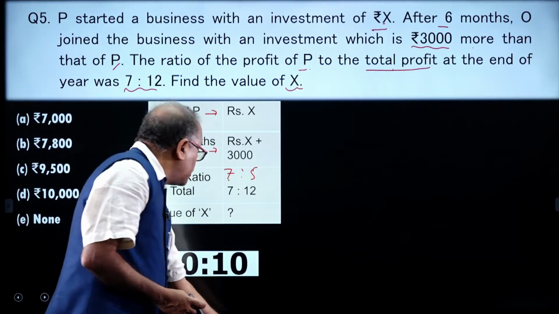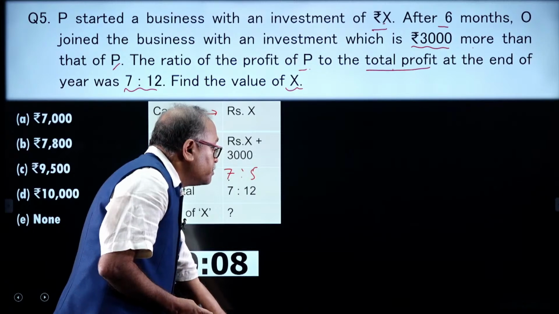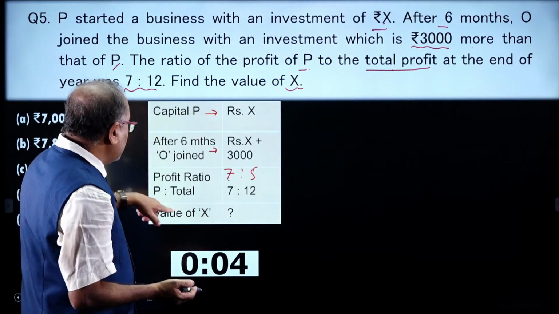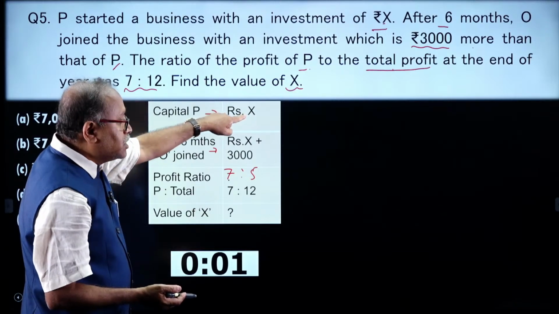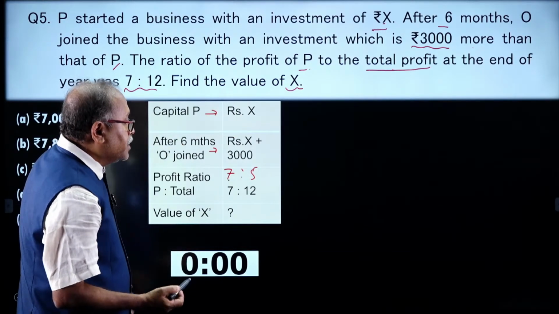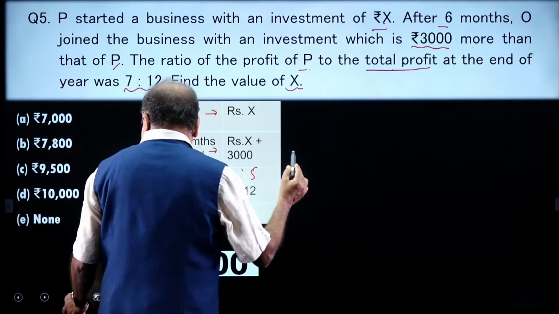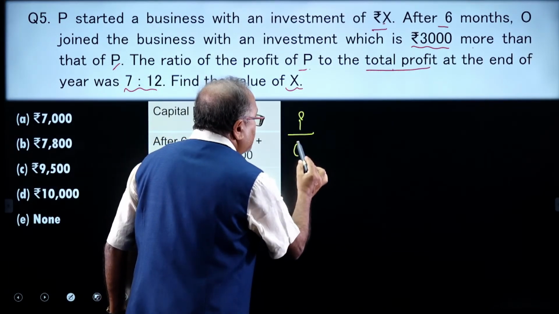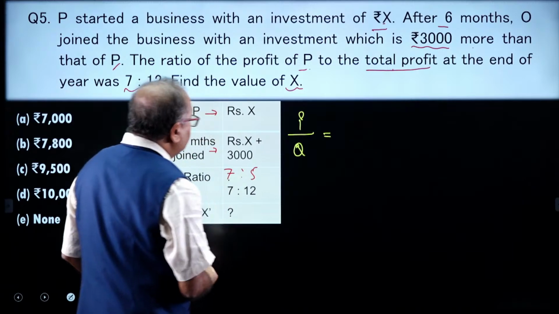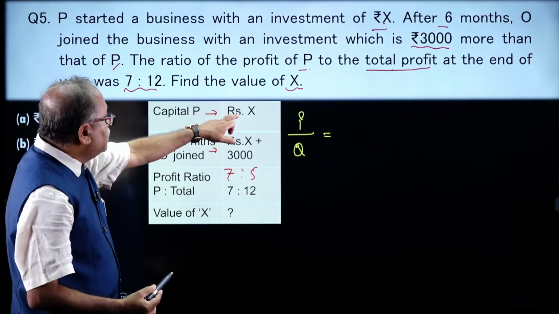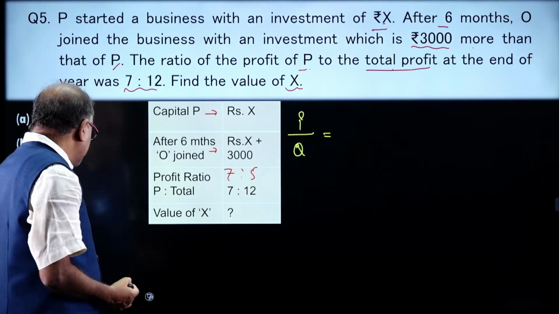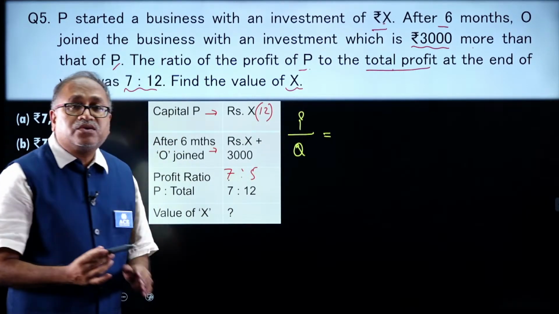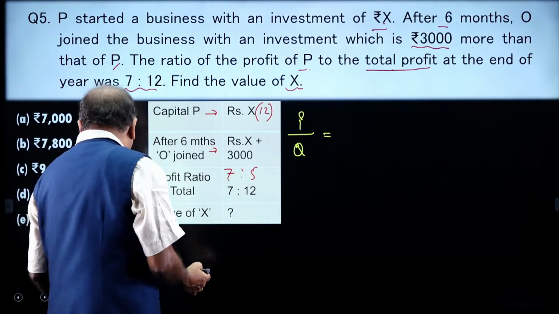So what I know is that I need to find out X. X is the capital of P. So you may start this way, P by Q. How do you write P by Q? So it was there for how many months? P was there for 12 months. So 12 into X, the capital of P.